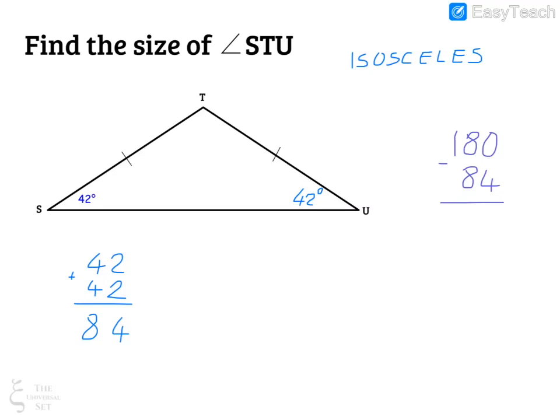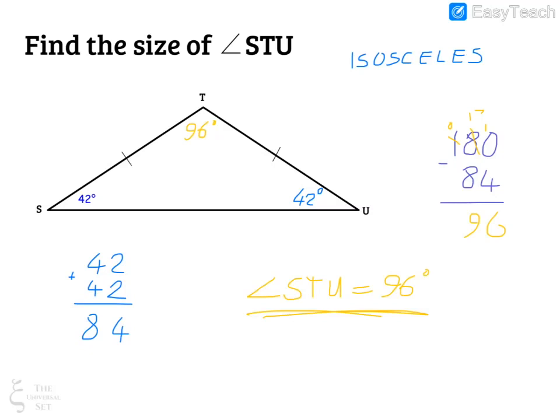So 180 take away 84. 0 take 4 we can't do, so we're going to borrow. 10 take 4 is 6. 7 take 8, can't do that either, so we're borrowing from this one. 17 take 8 is 9, and nothing take nothing is nothing. So I've got 96 degrees up here. 96 degrees, that was the size of angle STU. So our final answer looks like this. Angle STU equals 96 degrees. Good.